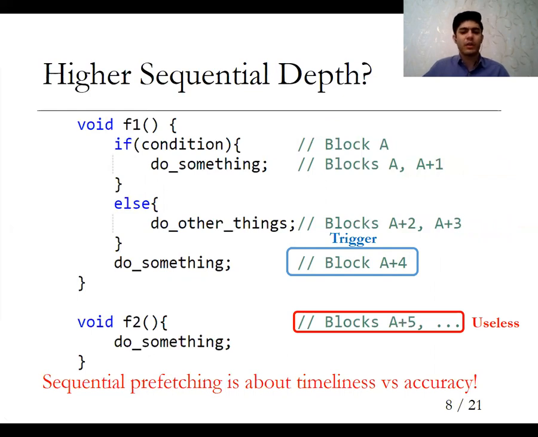These blocks fall in the subsequent function F2 that is not necessarily called. Consequently, they will be useless prefetches that pollute the L1I cache. This example clearly shows how increasing the prefetch depth to obtain timeliness may result in issuing a large number of useless prefetches.